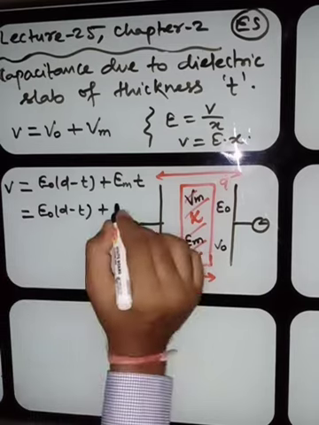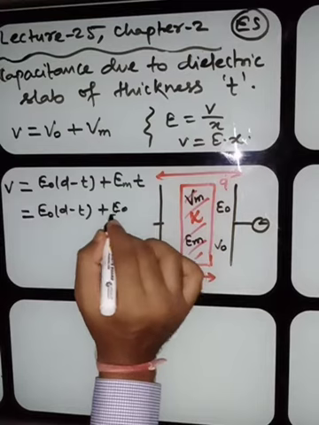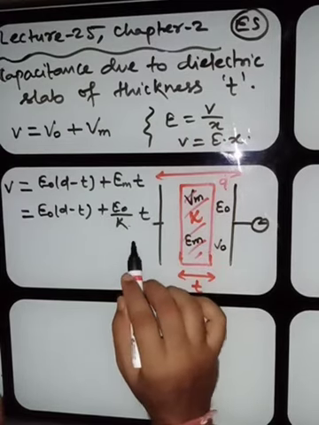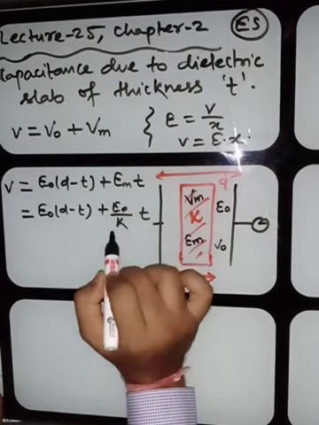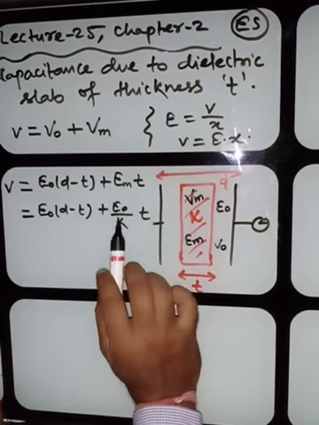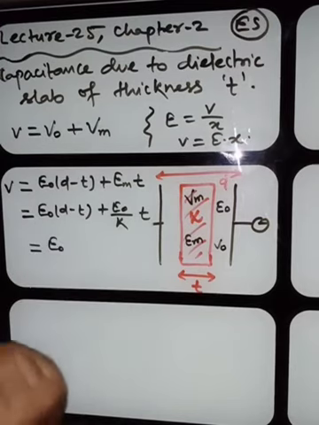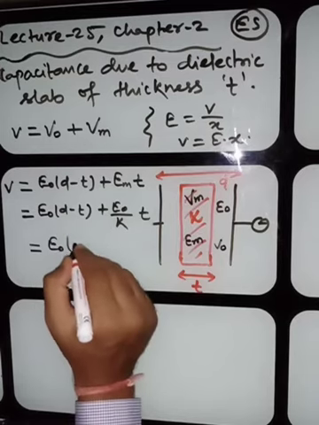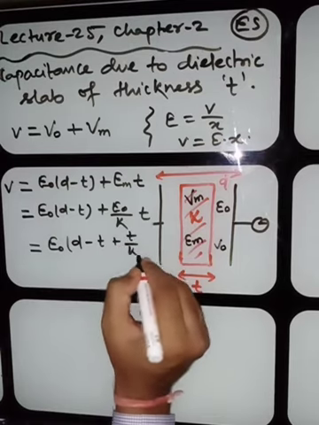plus this Em can be written as E naught by K times T. How is this E naught by K? We know that the electric field in a medium will be 1 by K times the electric field in free space, that is in vacuum. So this will be written as this one. Now E naught, remember, can be taken as common, and it is D minus T plus T by K.